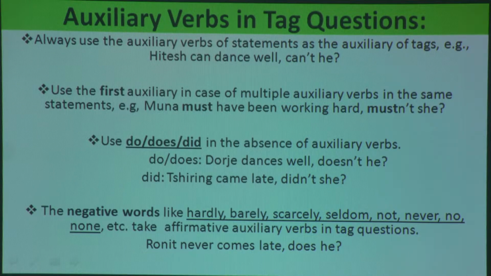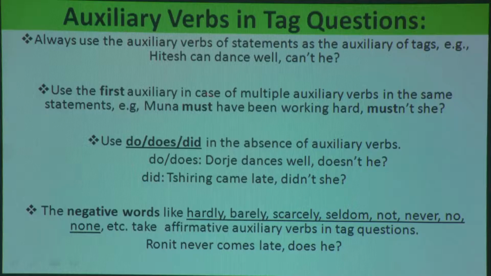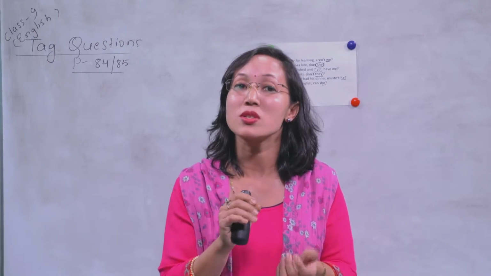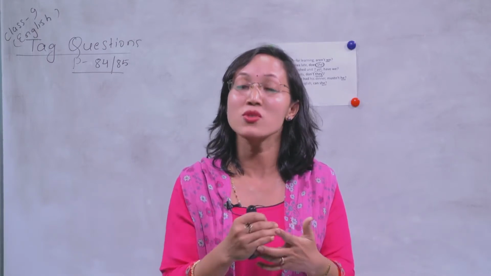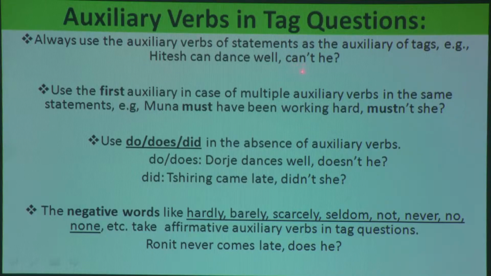So, the auxiliary verb in tag questions. Always use the auxiliary verbs of the statements as the auxiliary of the tags. I have already told you. So what is the auxiliary? We have to see there: he can dance, can't he? He will come, won't he? Yes. So the auxiliary of the statement is the auxiliary of the tag question. We can't use a different one. It's not a matter of choice, but we should know that. We have to use the auxiliary of the statement in the tag question. Can is there, that's why can't.